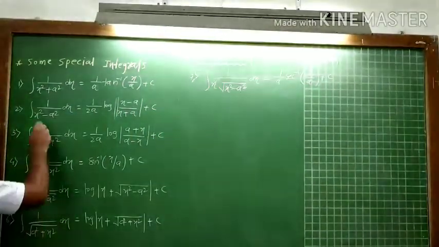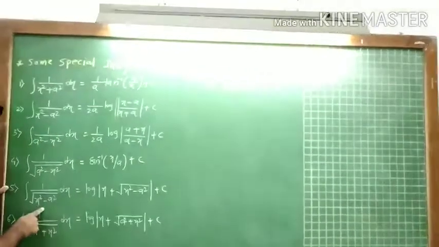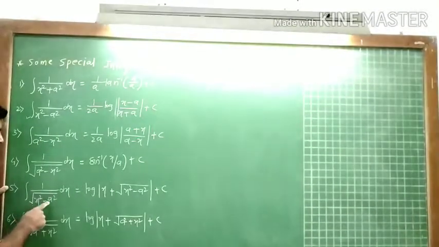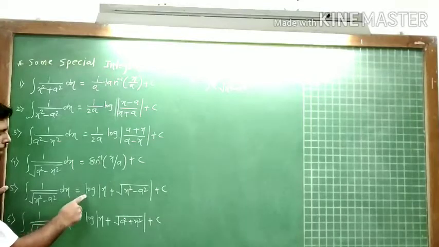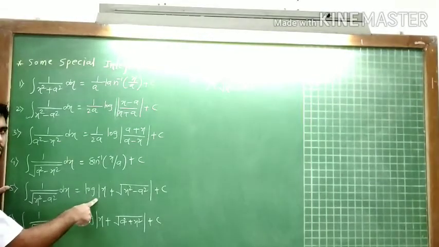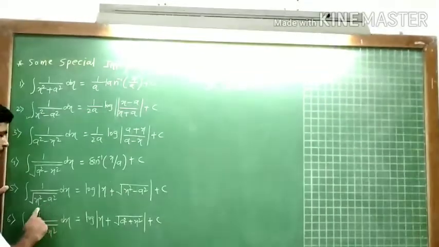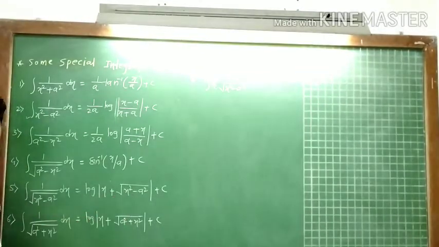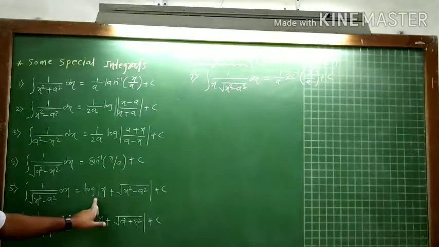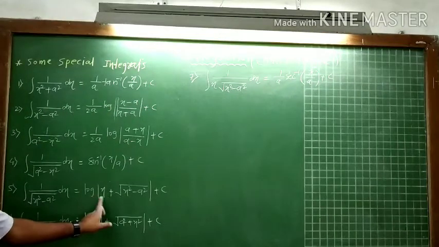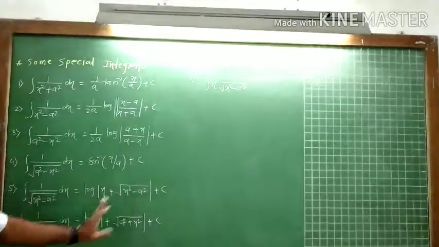Similarly, second, if you have x square minus a square inside the root, 1 upon root x square minus a square dx, the integration is log modulus of x plus under root x square minus a square. This root x square minus a square is added inside the modulus, but we only have to add x before the root, after log. Log x plus under root x square minus a square.